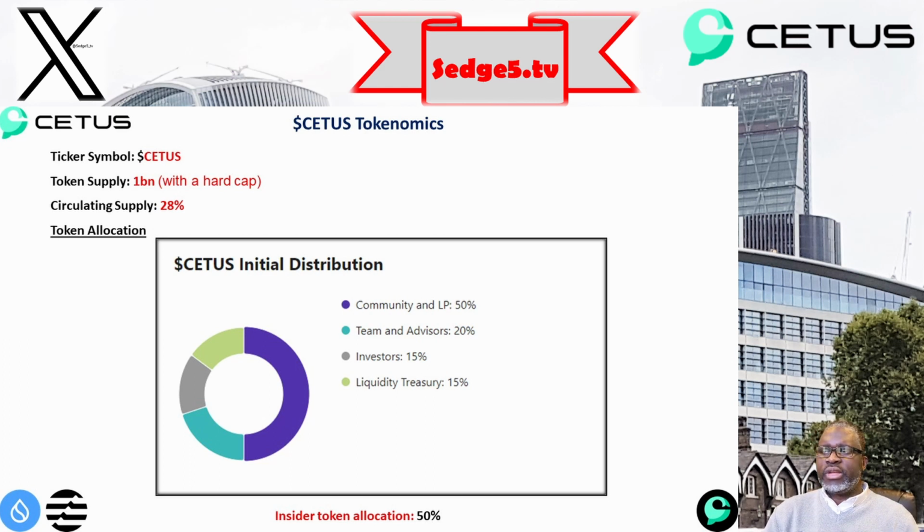So according to our own evaluation of this information, inside the token allocation amounts to 50%, which again, unfortunately, is way over our threshold of 35%. Therefore, we will be reflecting this when it comes to scoring of the CETUS protocol.